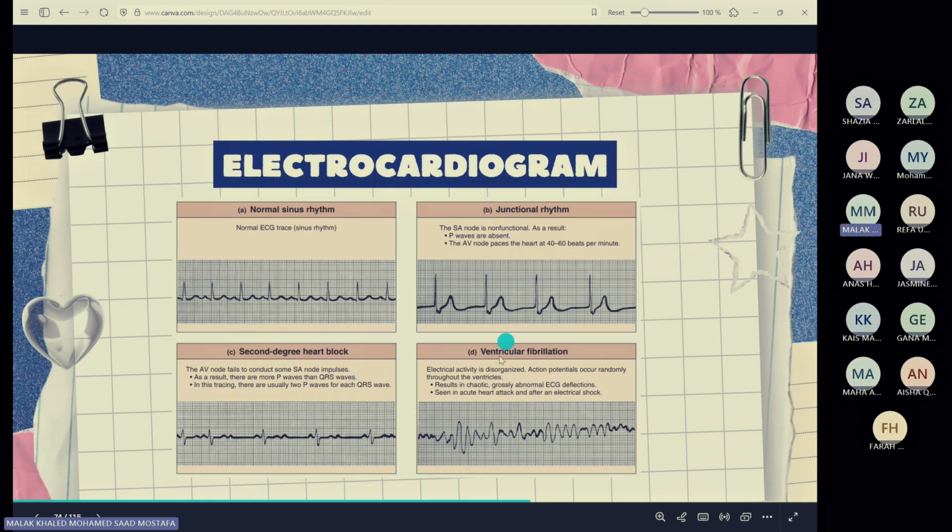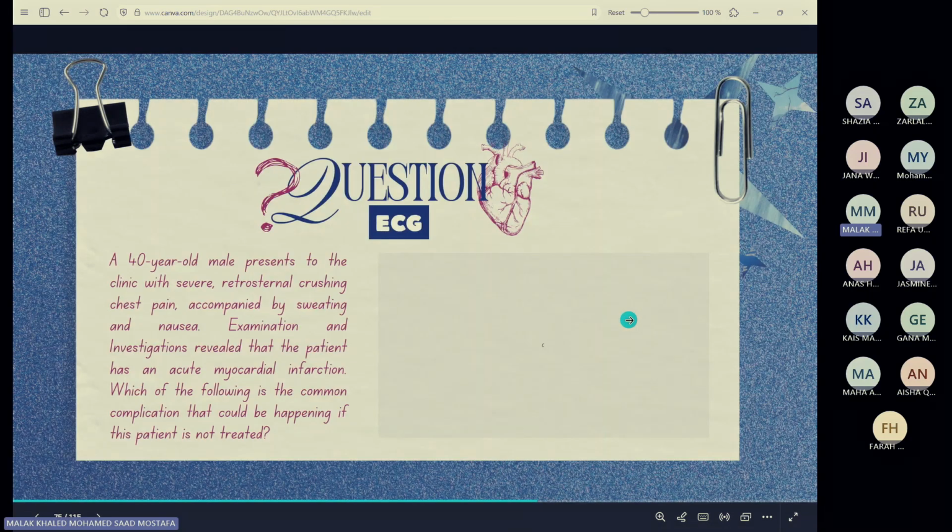And the easiest one is ventricular fibrillation, where it looks like squiggles. It's an abnormality, and I think we all know the solution to this is usually electric shock. So you basically reset the rhythm of the heart. And that's all for electrocardiogram. There is one question to take us over.